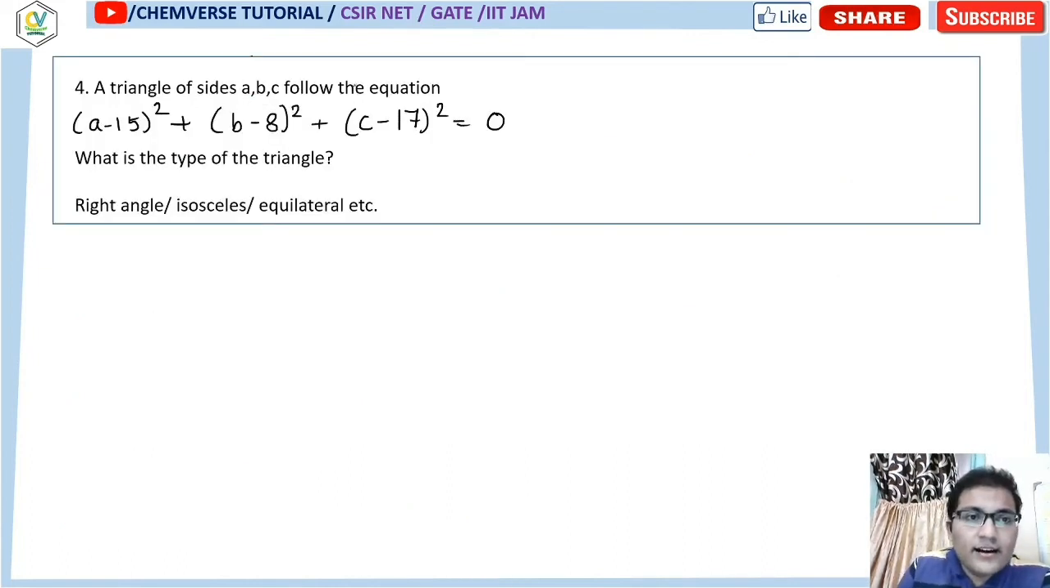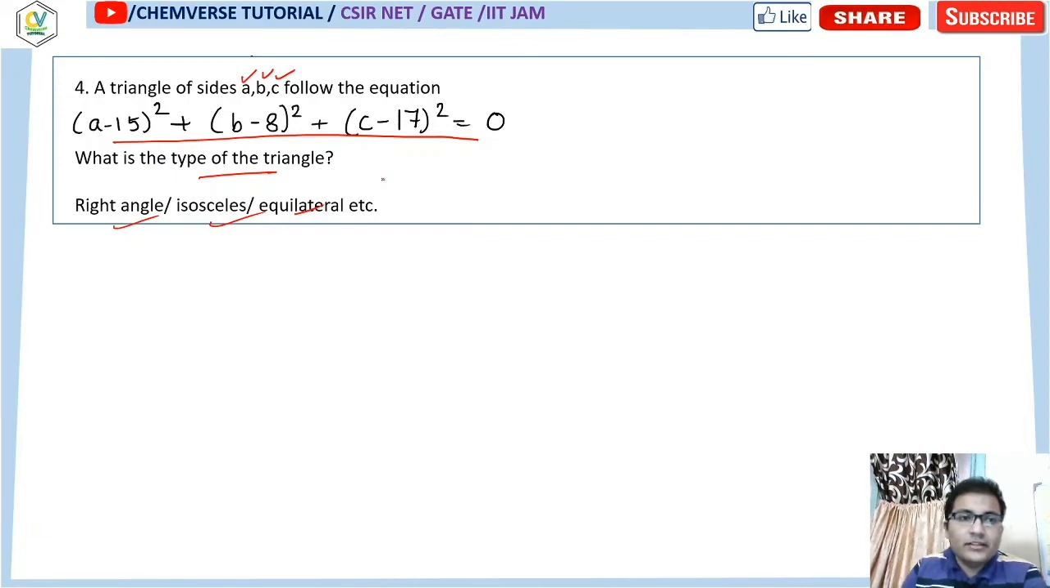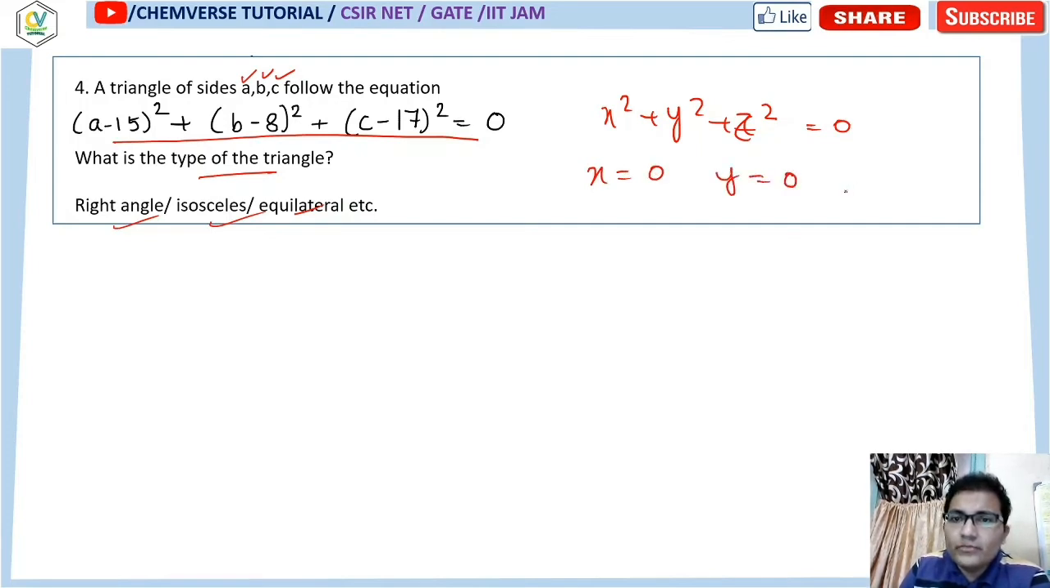This says that a triangle has sides A, B and C, and it follows this equation. Now what is the type of the triangle, whether it will be right angle, isosceles or equilateral, what is it? Now from here I can easily find out the values of A, B, C, because you know that x square plus y square plus z square is equal to 0. So it is only true if x is equal to 0, y is equal to 0 and z is equal to 0.